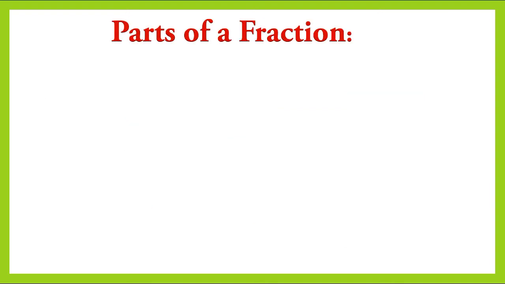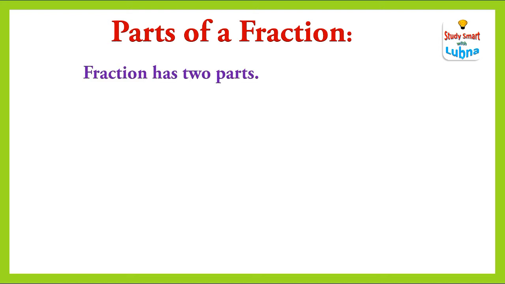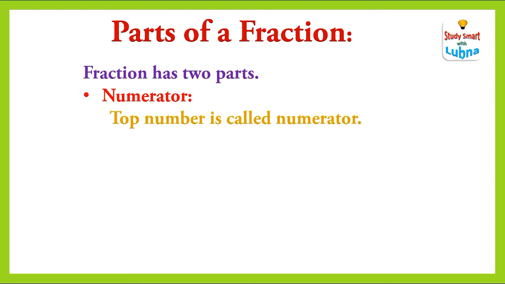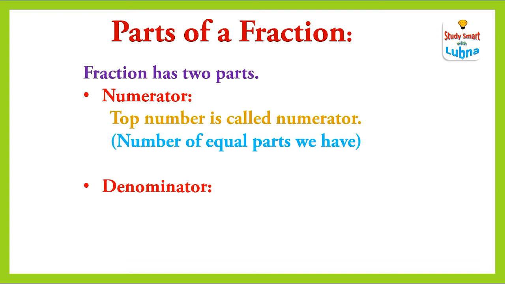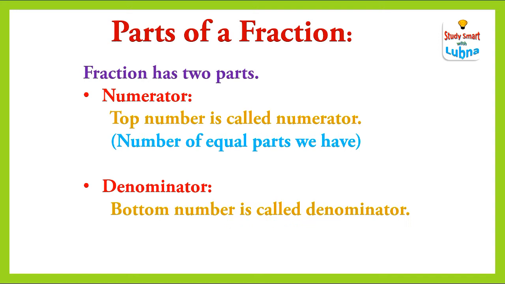Parts of a fraction. Now we are going to discuss what the parts of a fraction are. A fraction has two parts. Number 1, numerator. What is the numerator? The top number of a fraction is called the numerator. Numerator means the number of equal parts we have. The second part of the fraction is called the denominator. The bottom number in a fraction is called the denominator. Denominator means total parts in a whole.